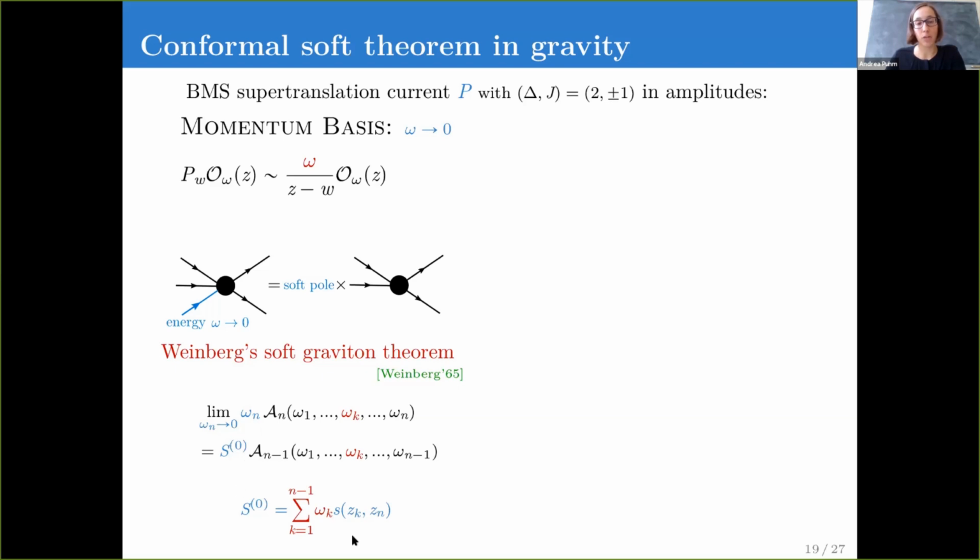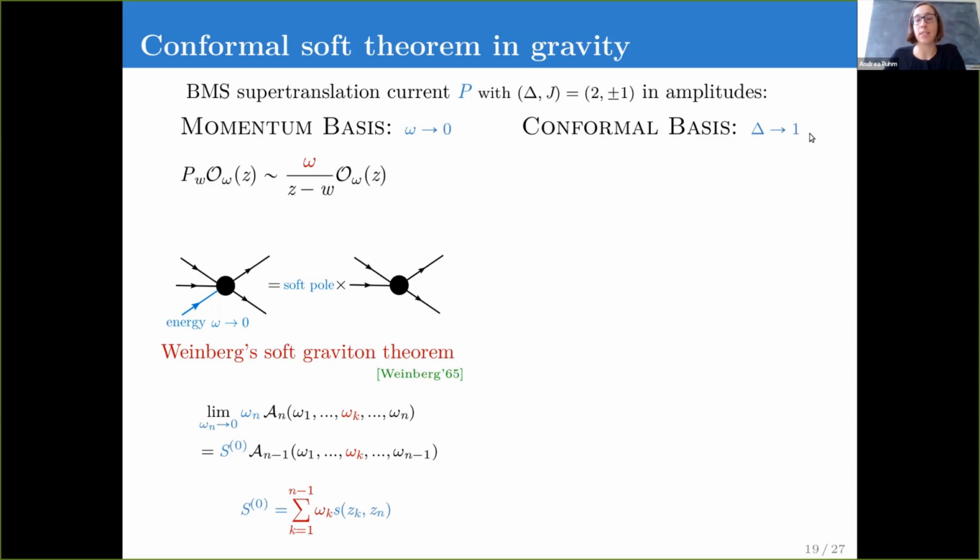And the soft factor has a dependence on the momenta, or equivalently on the points on the celestial sphere where particles enter and exit, and explicit appearance of this factor of the energy of the kth particle. And then there's a sum over all the n-1 remaining particles. Now, the explicit appearance of this energy here can be understood from the OPE of the operator with that energy and the supertranslation current. So this funny looking OPE with the supertranslation current gives an explicit factor of the energy. And this is very important when trying to understand the celestial analog of soft theorems.